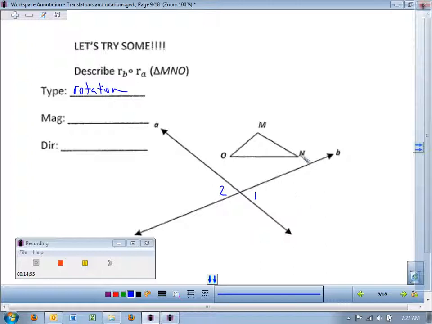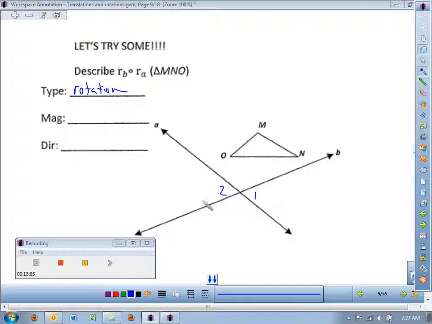Does it actually matter? Should the measure of angle 1 equal the measure of angle 2? Should those measure the same amount? You bet they should, because those are vertical angles, and the vertical angle theorem says so. So what I want us to do is measure angle 1. And here's how I want you to do it.